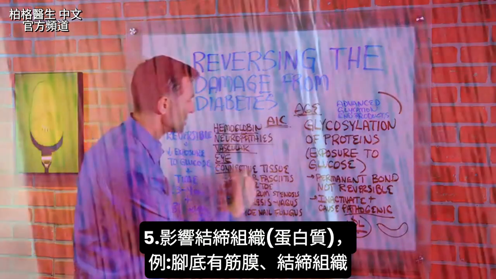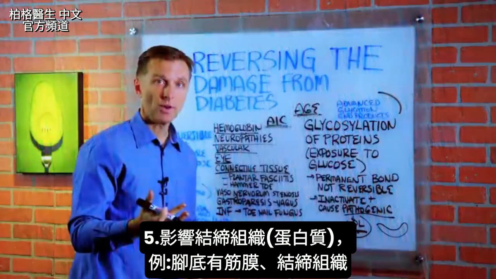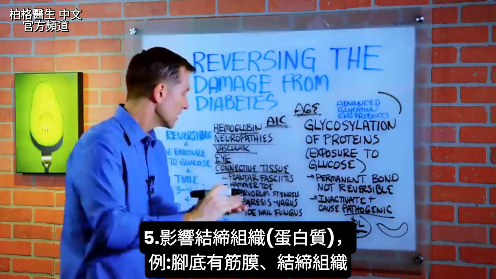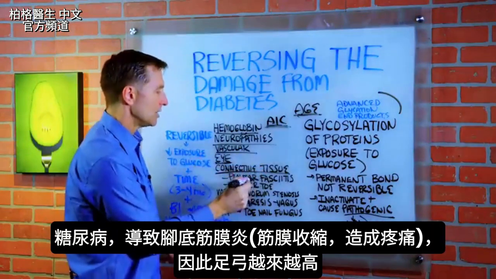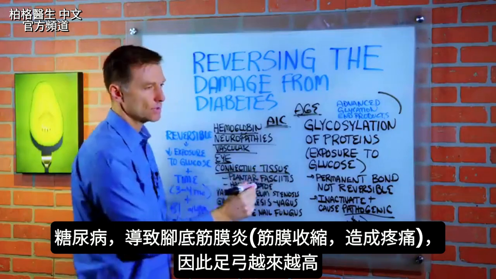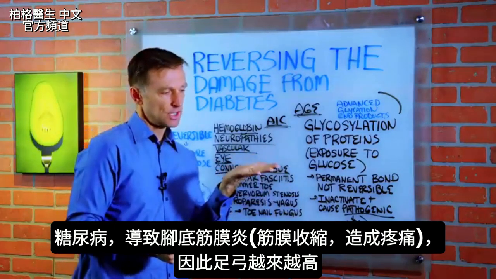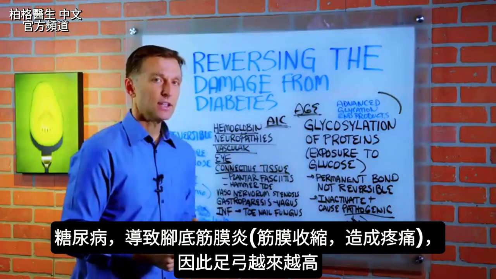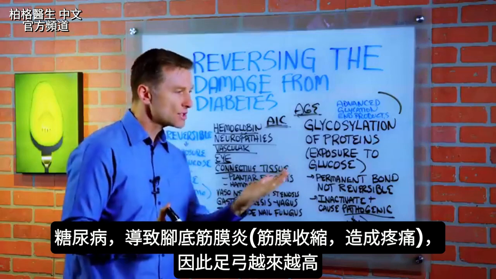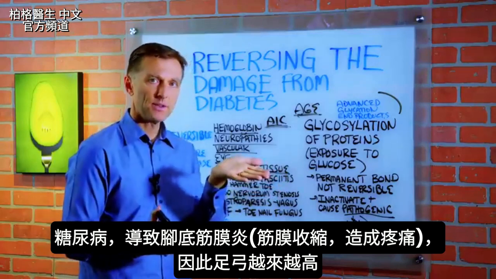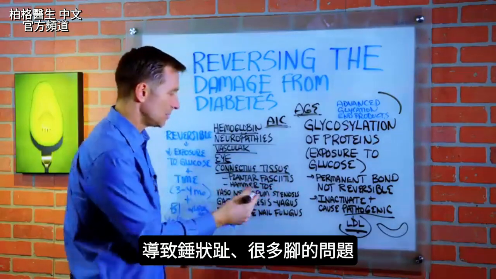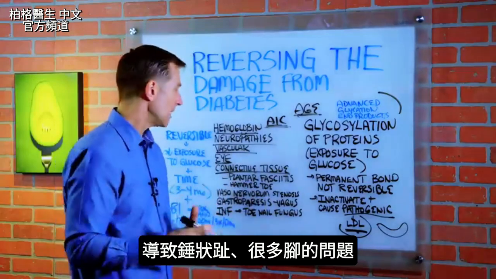Your connective tissue, because it's a protein, becomes affected. For example, you have this fascia, or this sheath of connective tissue underneath the foot called the plantar fascia, and you can develop what's called plantar fasciitis, which basically means that fascia is contracting and it's causing a lot of pain. And you can see this in a diabetic where their arch starts going higher and higher because that fascia is contracting. Then you actually end up with a hammer toe and a lot of foot problems, not to mention infections.